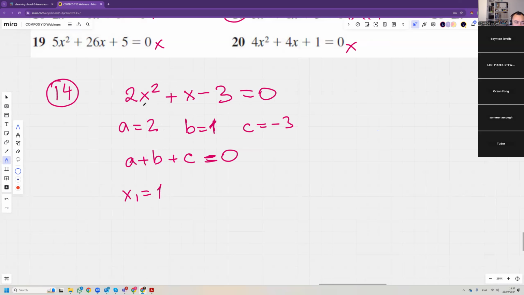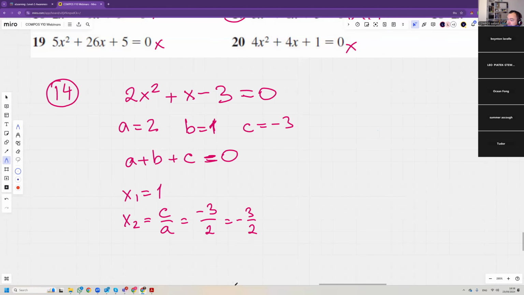And it makes sense if you substitute 1, 2 times 1 plus 1 minus 3 is 0. That means it is a root. The second root is c over a. And c is minus 3, so it's minus 3 over 2.